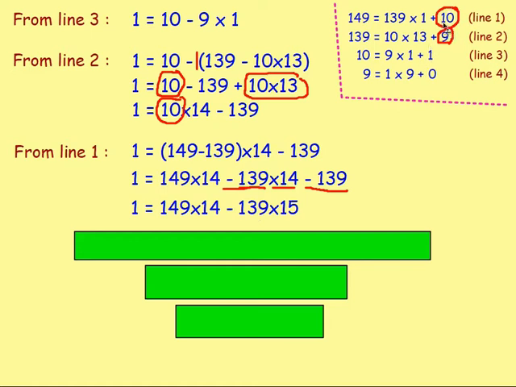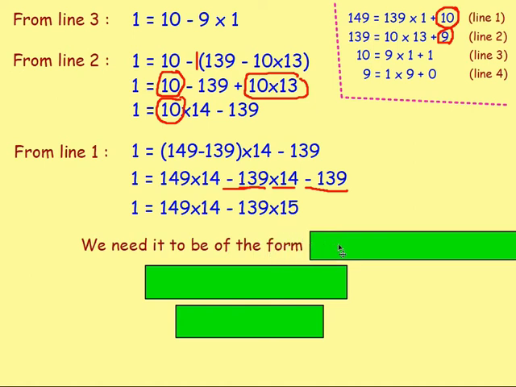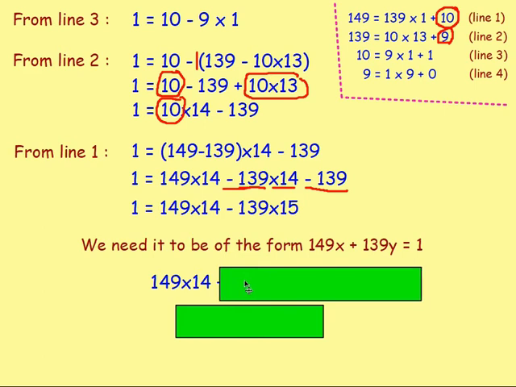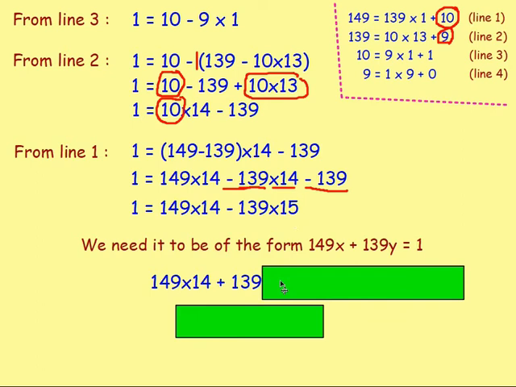Can we do anything with that? Well, no, we've reached line 1. And what we've got is the 149 and the 139. They were the two numbers, A and B. And what we're really wanting in the question is 149 times something plus 139 times something equals 1. So rearranging this, what we would have is 149 times 14. That's what we want. And then we're going to have 139 times the negative 15. So it'll be 139 times negative 15, and that would equal 1.